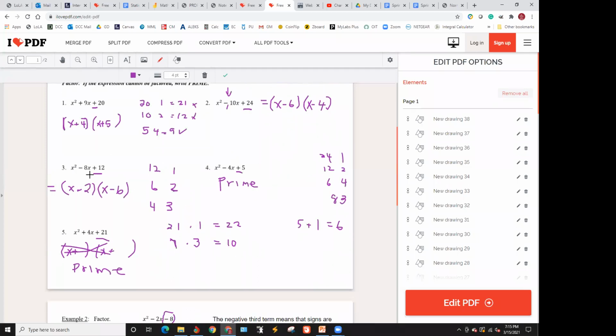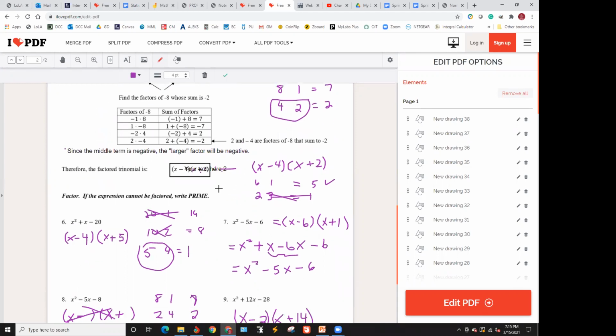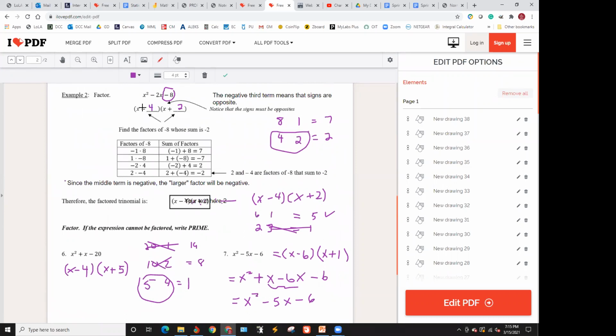Both negative. Here, plus 12. They both have to be the same sign in order to get a positive. Well, what sign is it? Well, they're both negative. This one wasn't factorable, nor that one. But now, because when you add -4 and 2, you get -2.